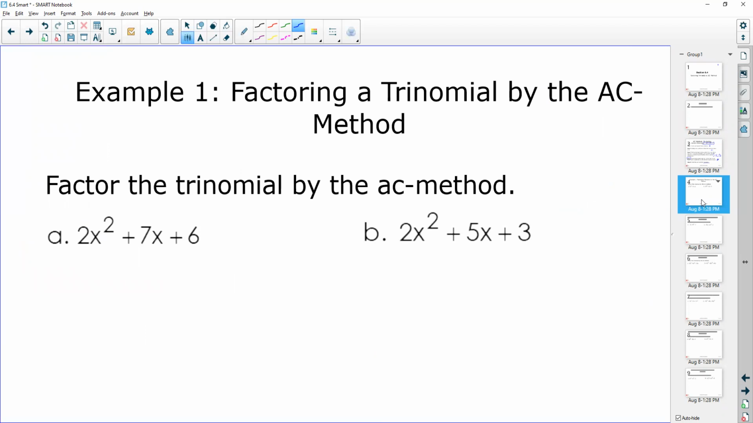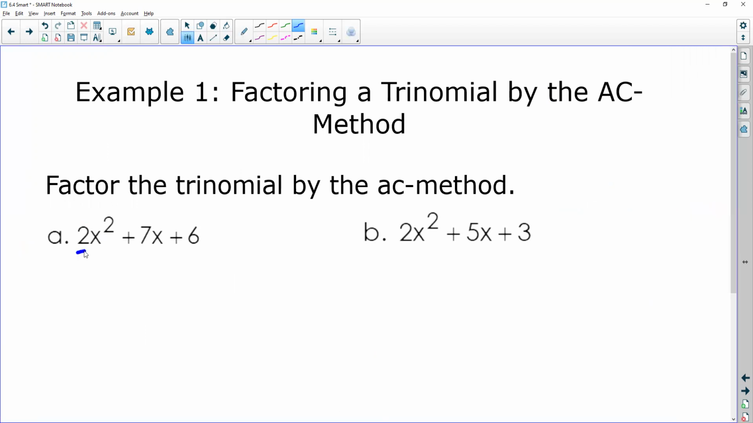So let's do a couple. Here's how we start. We look at it, we definitely have a number in front of x squared. So I'm going to multiply 2 times 6, a times c. That gets me 12. What I want to find now is two numbers that add up to the b term, which is 7, and multiply to give me 12. Well, let's see. Add to 7, multiply to 12. That would be 3 and 4, okay?